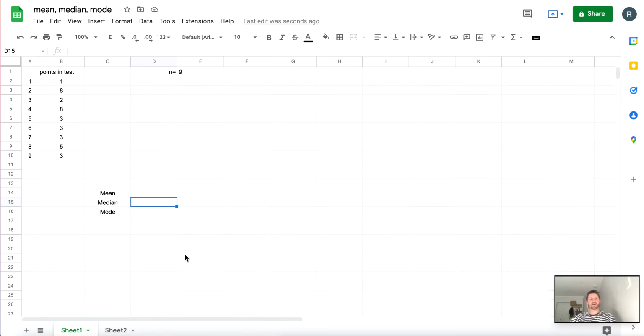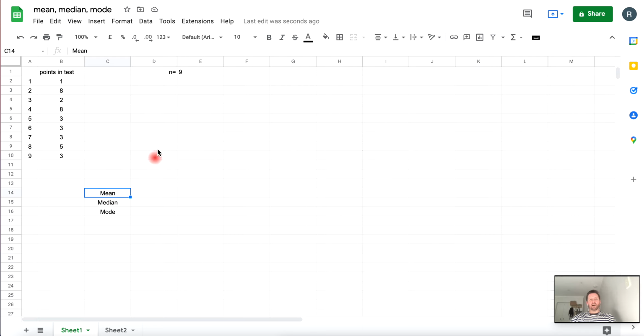Hi guys, today I want to talk about the mean, the median and the mode. First of all, the mean is the same thing as the average. So in case you get confused with that term, it's exactly the same thing.